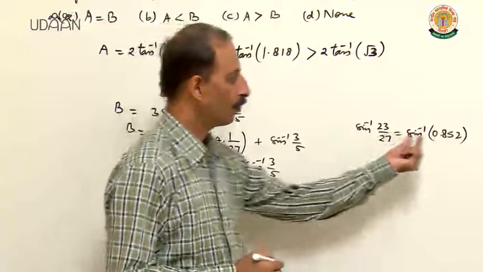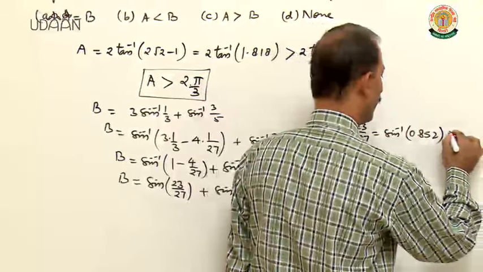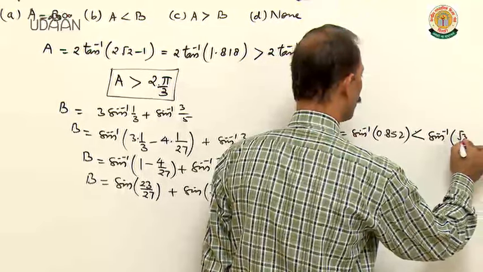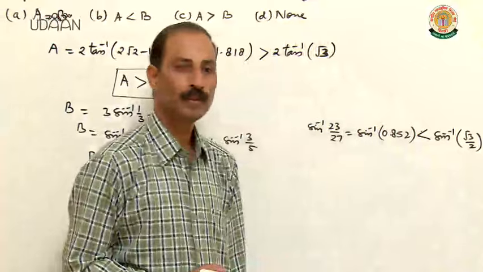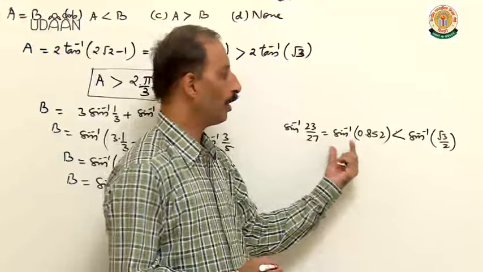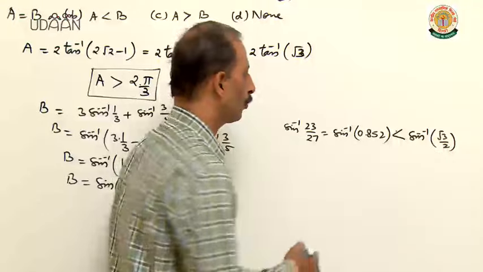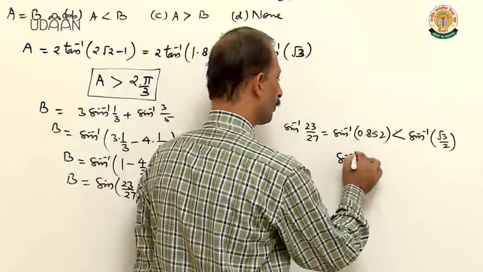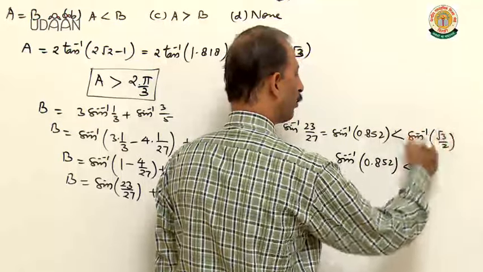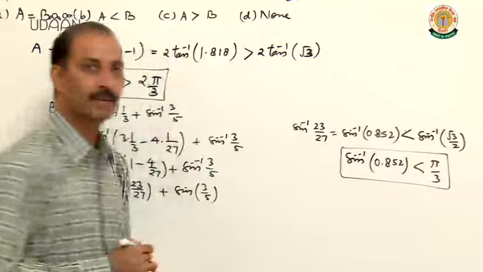Now sin inverse 0.852, this value I can say is less than sin inverse root 3 by 2, since root 3 by 2 will be greater than this. So sin inverse 0.852 is less than sin inverse root 3 by 2. How much is sin inverse root 3 by 2? Pi by 3. So this value is less than pi by 3.